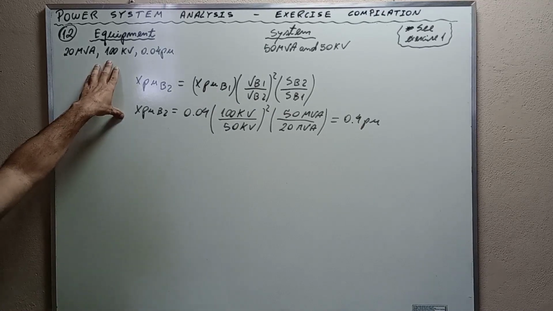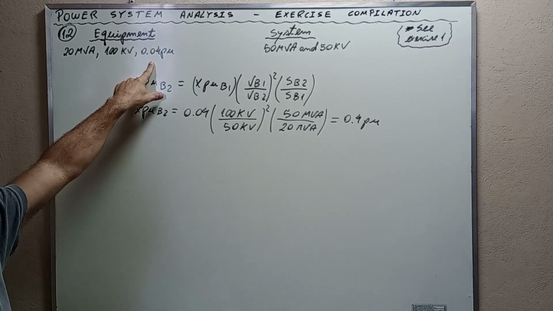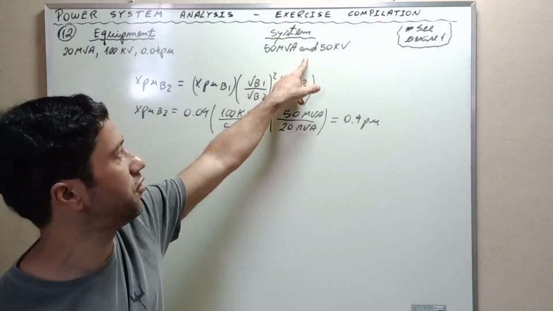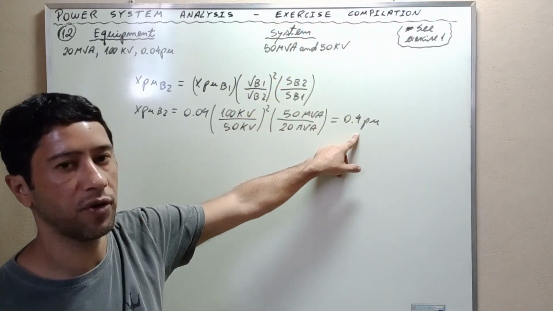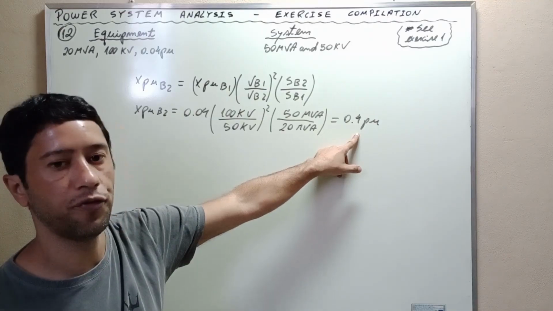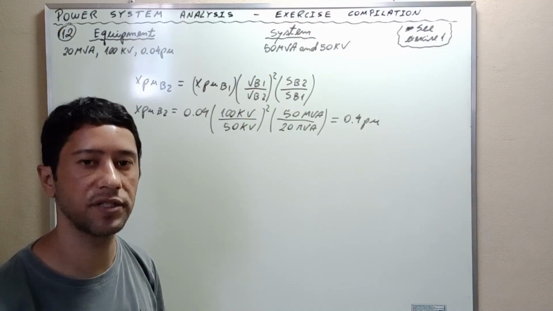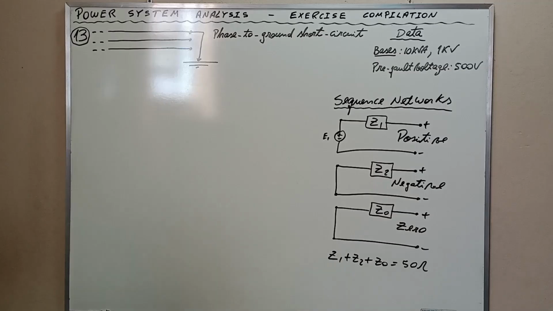Under the nominal values, the value of the reactance is 0.04 pu, but when we install this equipment in this system having these base values, the value of the reactance is 0.4 pu. Okay, my friends, and this is all for exercise 12. Let's go to exercise 13.